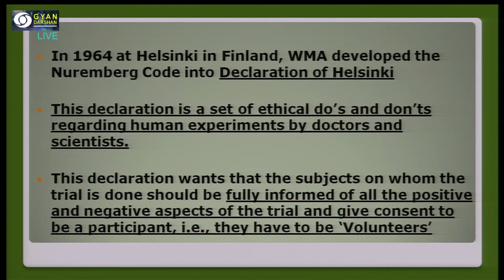Now, this declaration basically wants that the subjects, as I said, the human beings on whom the clinical drug trial is being done, should be fully aware of the effects which are going to come in their body with any injection or any drug which they consume. So it says that the subject should be fully informed of all the positive and negative aspects of the trial, and they should be ready to give consent to the doctors, to the researchers, to be a participant or to be a volunteer in the scientific study.